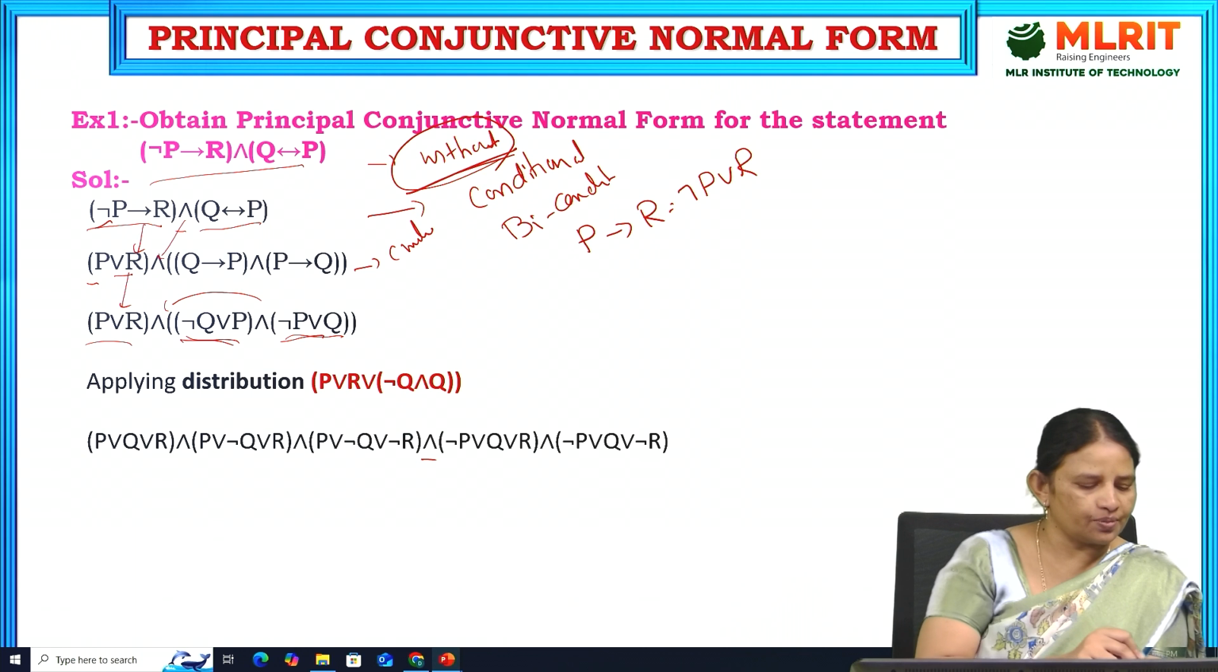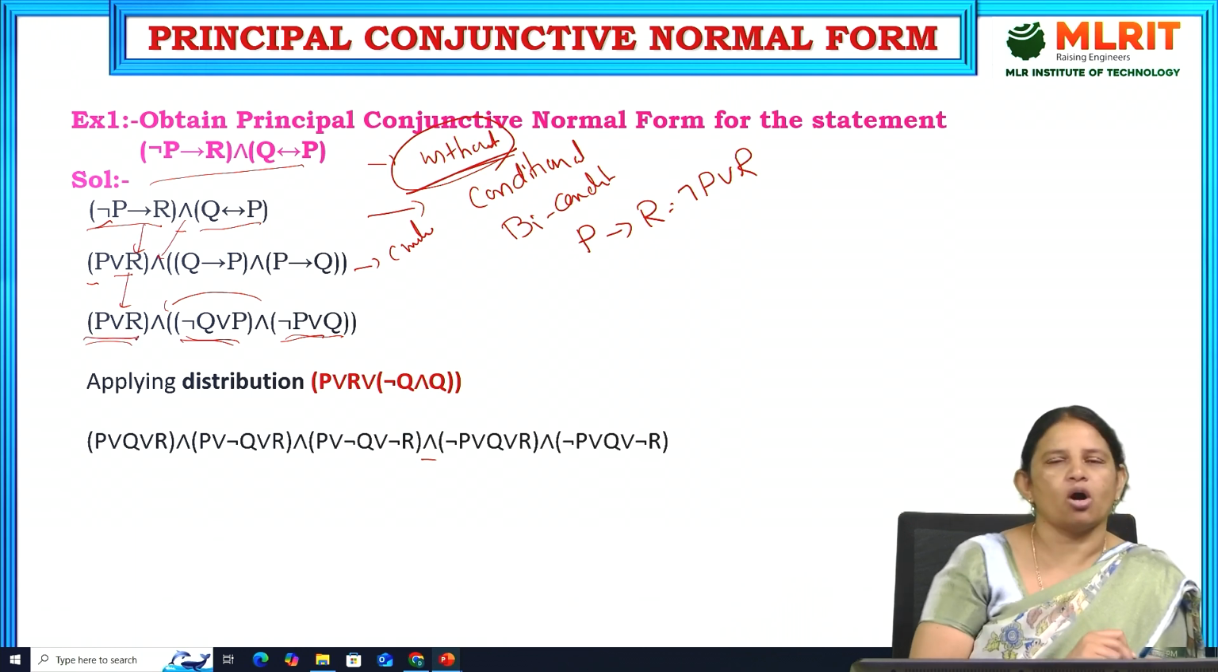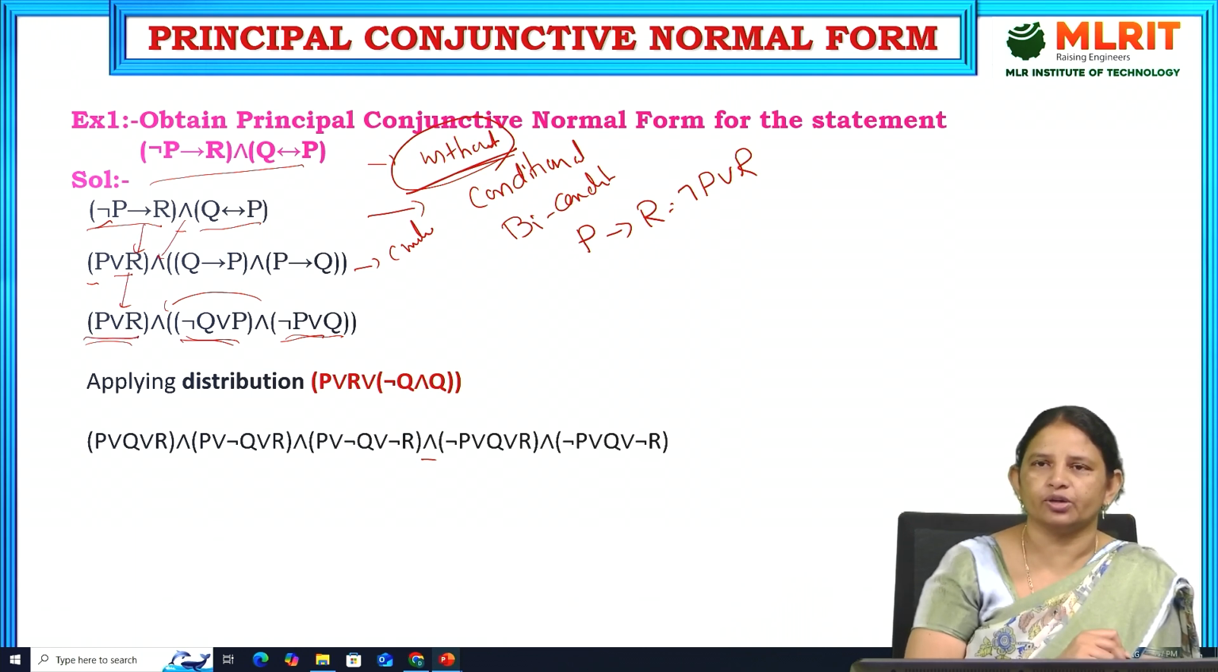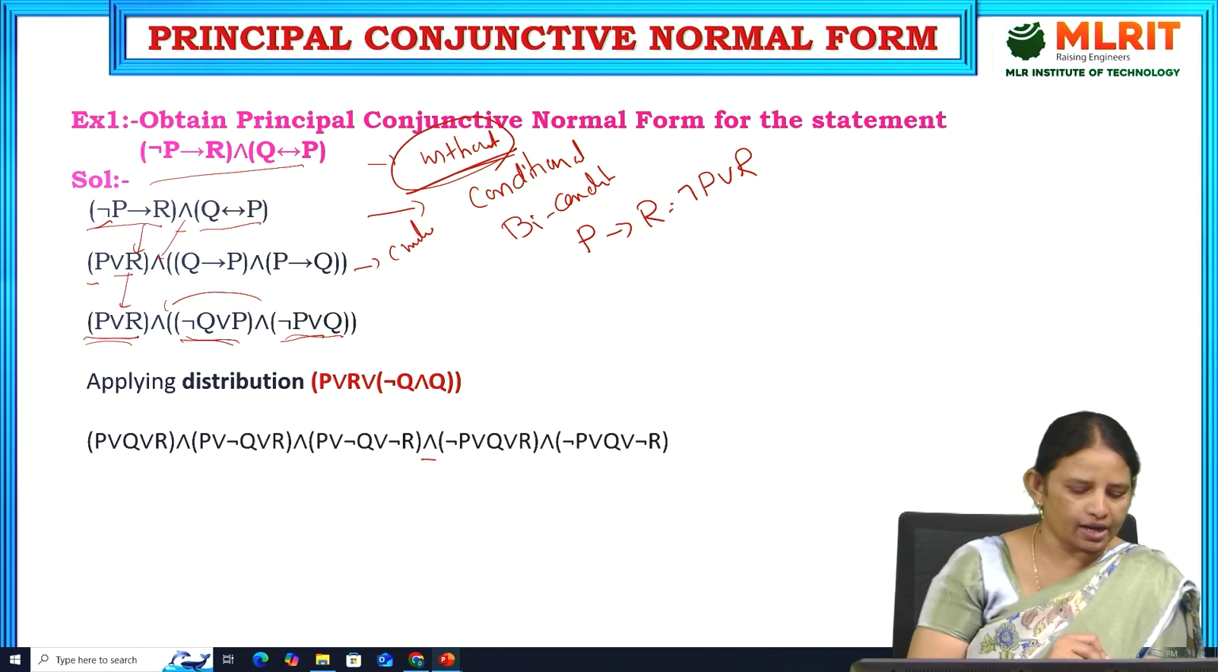How to add to the max term? P is there, R is there. What is the missing term here? Q is missing. How to add Q? P or negation Q and Q is written as true. True or P is also P only, P or Q. Like that, we need to add the missing term for the first one. If you add the missing term, P or Q is one term, and for the negation we are going to get the second term.